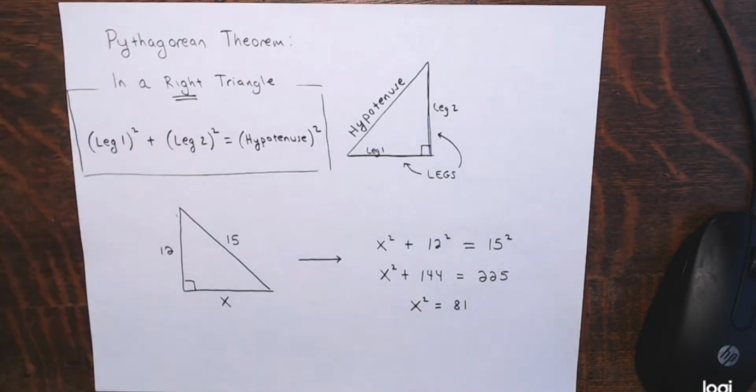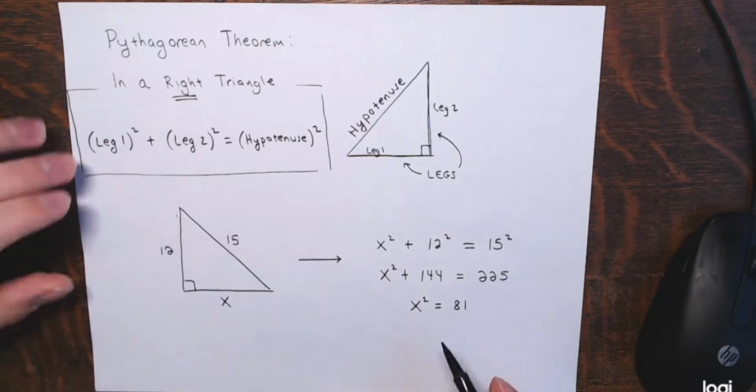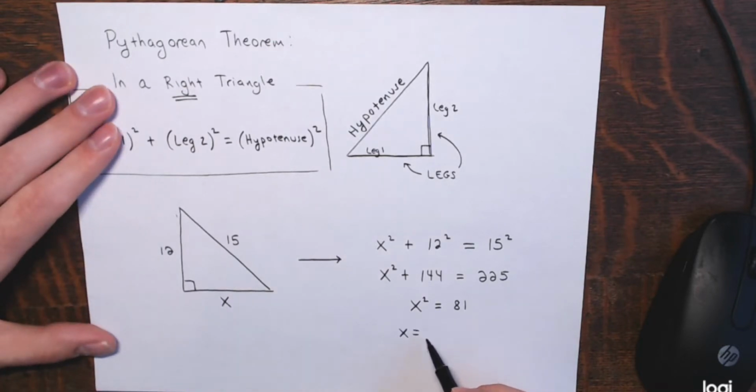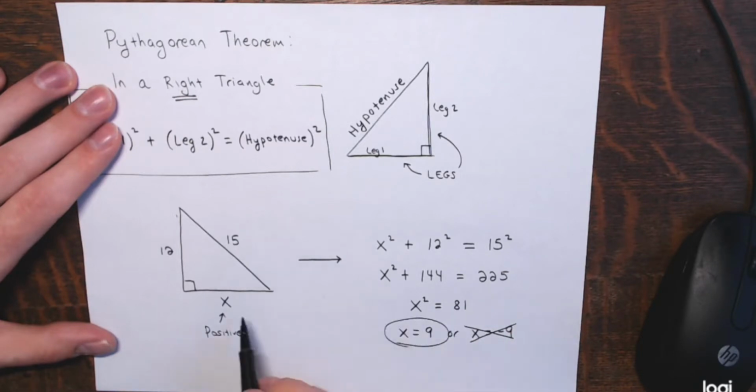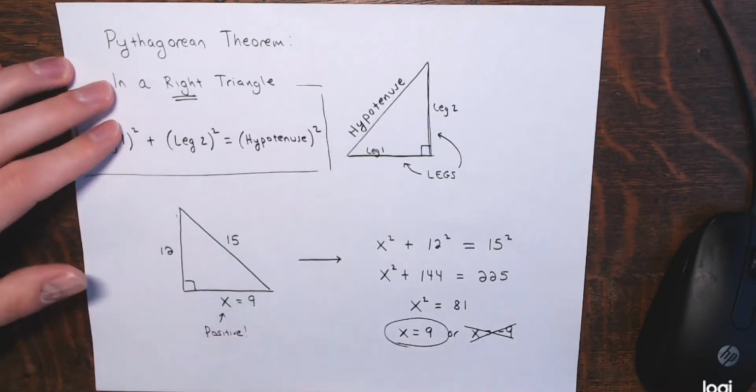225 minus 144. So x can be either positive 9 or negative 9, but remember we're talking about lengths of sides of triangles, which should be positive. Right? Lengths of sides of a figure in 2D space should be positive quantities. So I'm going to ignore the negative 9 and say x has to be 9. This other side has to be 9 units long.